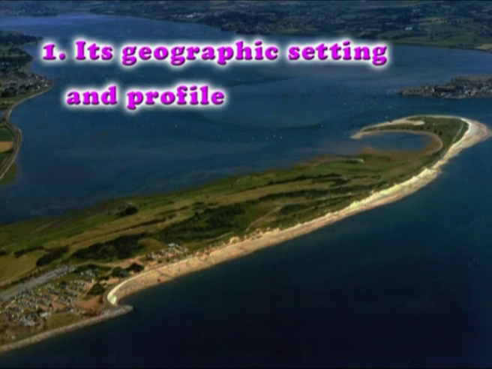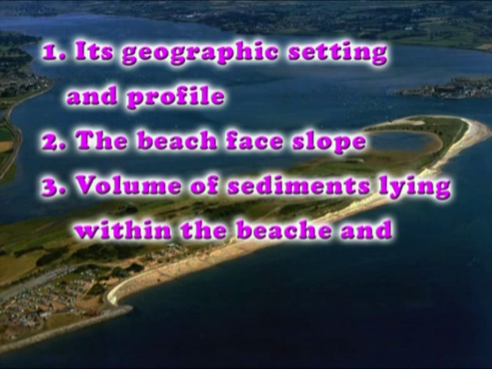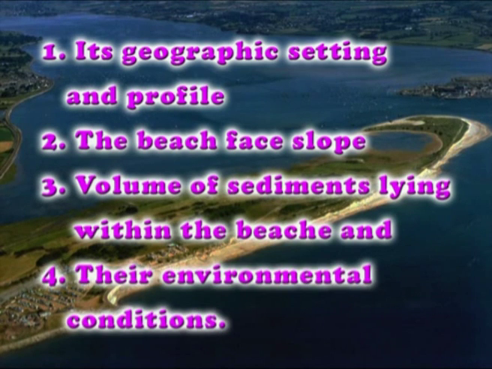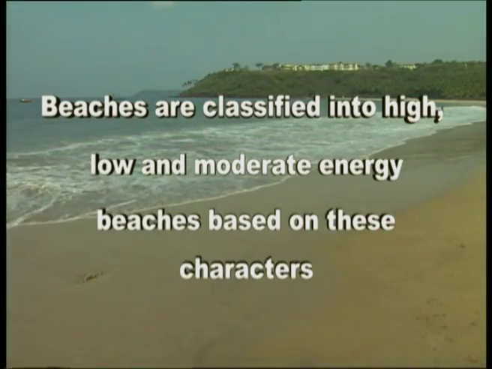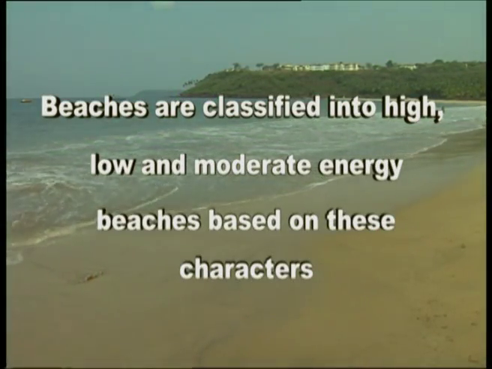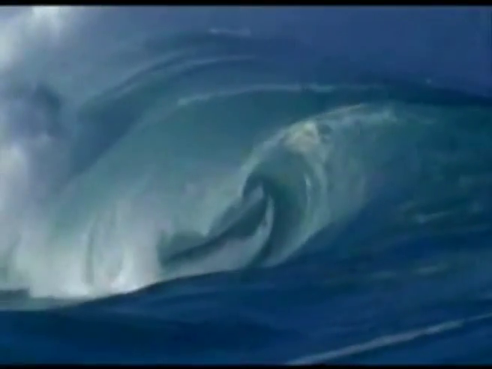The parameters of a beach are its geographic setting and profile, the beach face slope, volume of sediments lying within the beach and their environmental conditions. Beaches are classified into high, low and moderate energy beaches based on these characters only. Normally, high energy conditions prevail during summer months in the coast. The wave height increases after the onset of monsoon and produces significant changes in the beach morphology.